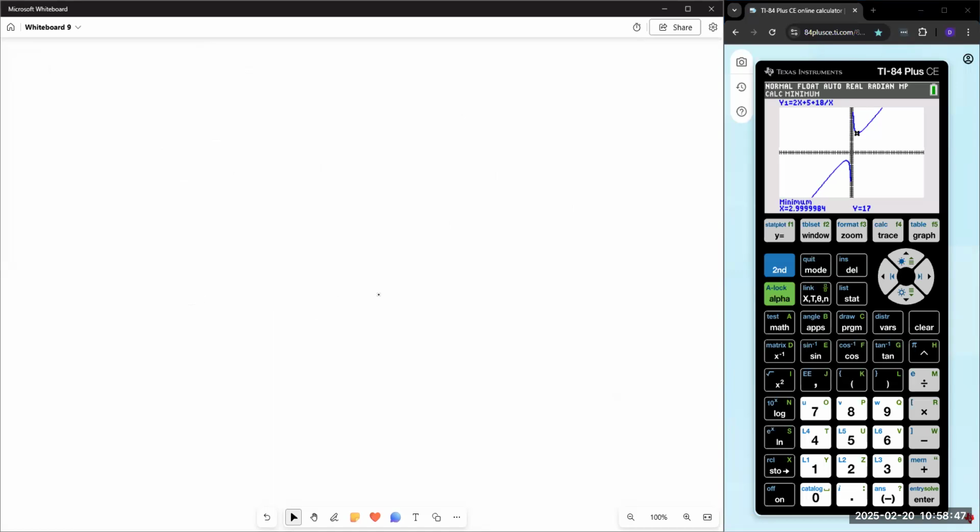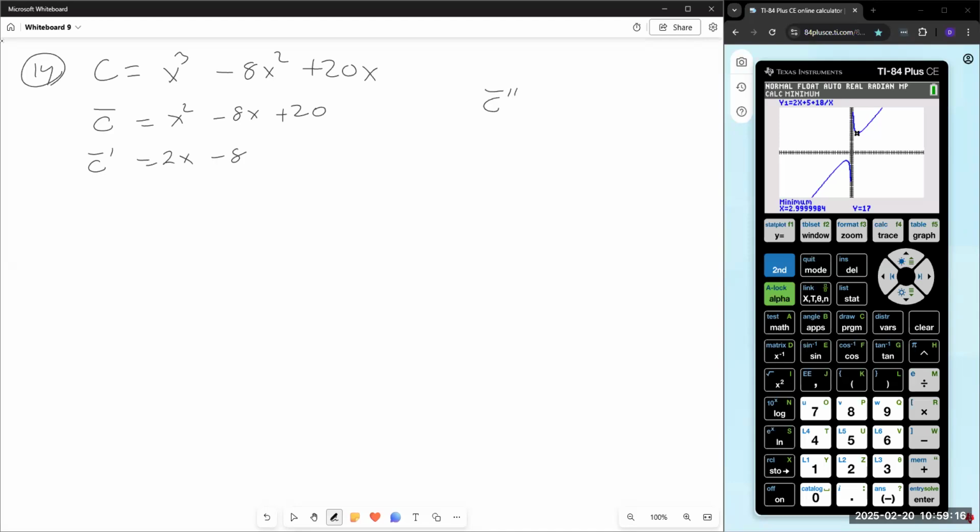It says that C is equal to x cubed minus 8x squared plus 20x. So C bar is going to be x squared minus 8x plus 20, and C bar prime is 2x minus 8. C bar double prime is going to be 2, which is always positive, so this is always going to be a minimum here for me.